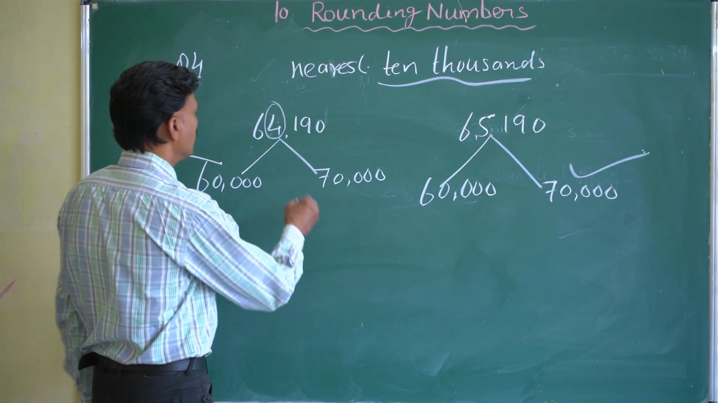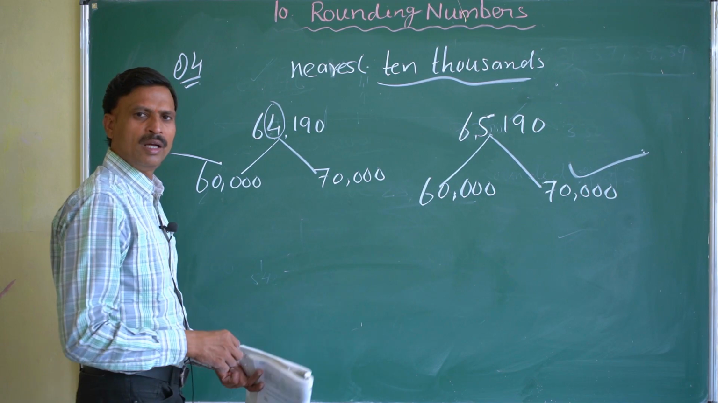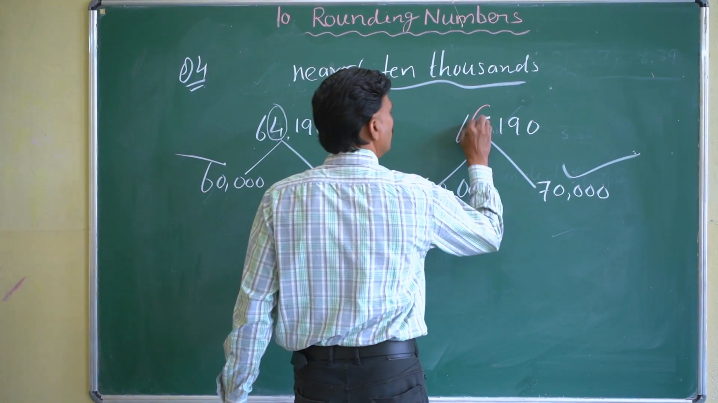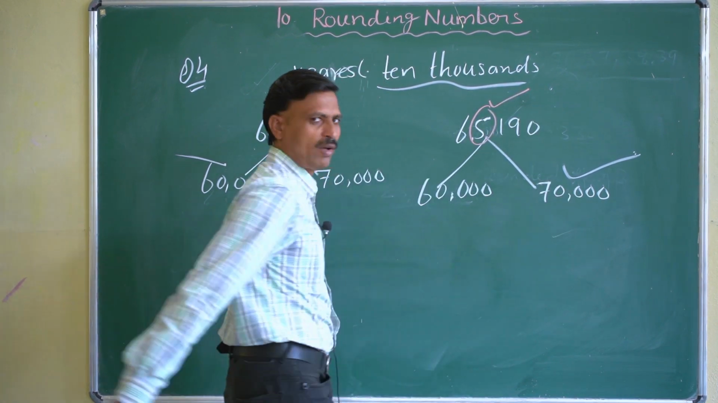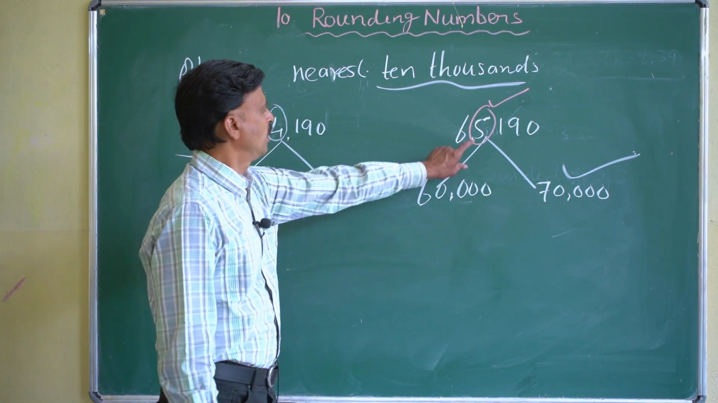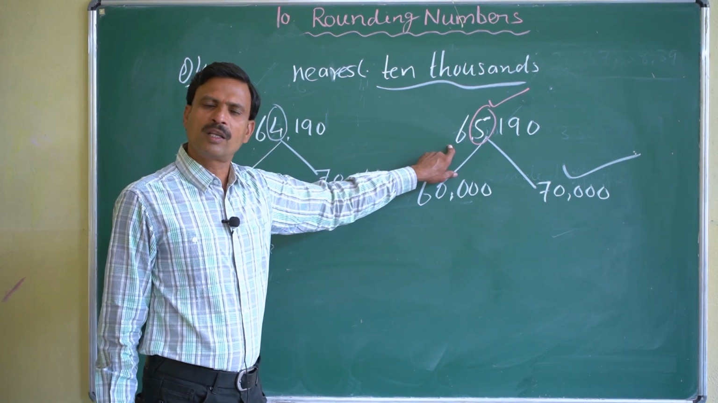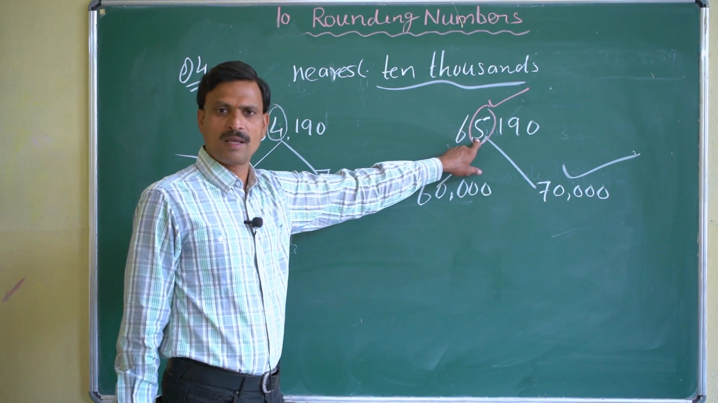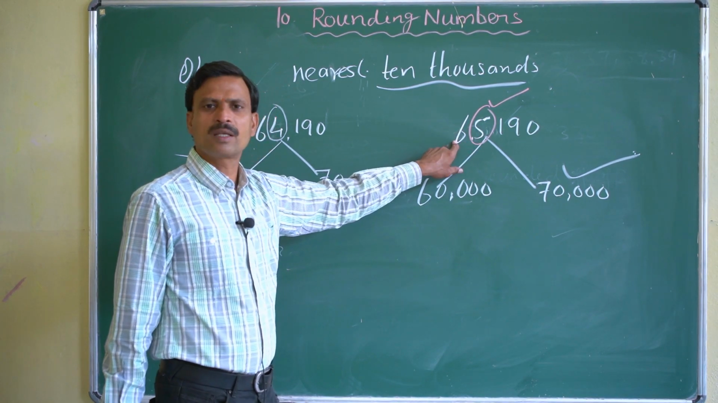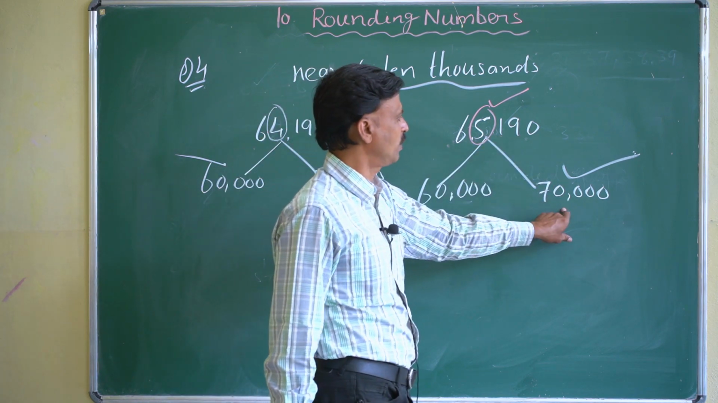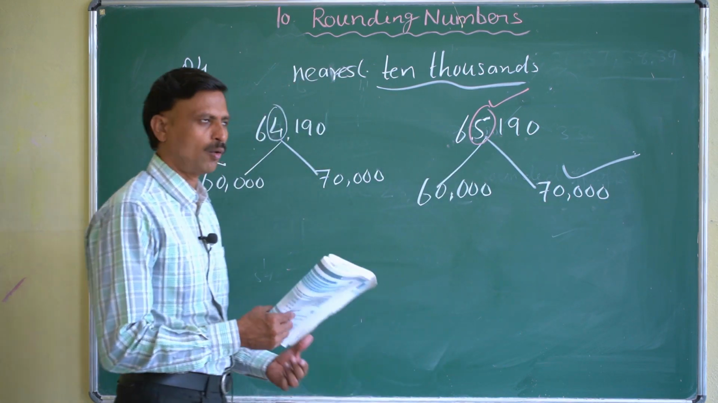Why? Because the 1000 place digit here is 4, which is less than 5, and here the 1000 place digit is 5. And the rule is that if it is 5 or more than 5, this value will increase by 1. So if the 1000 place digit is 5, the 10,000 place number will be increased by 1, and the others become 0. So this will be nearest to 70,000.